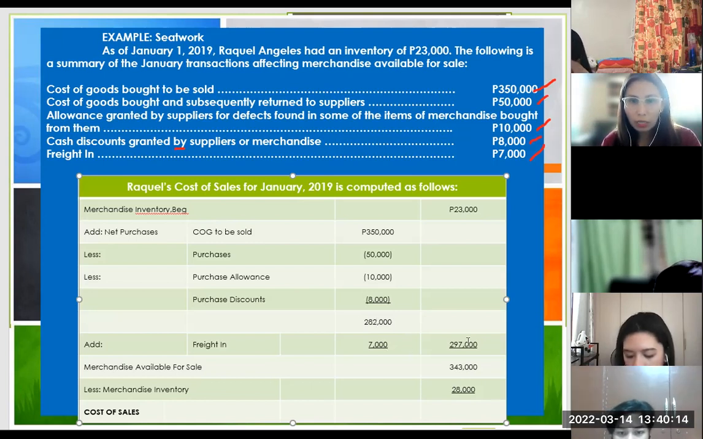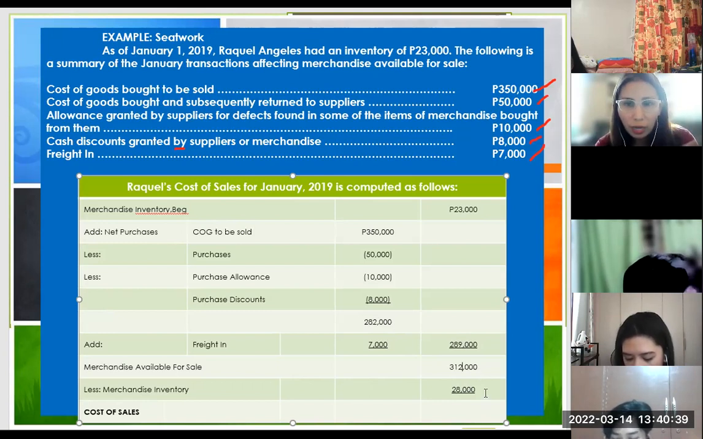Okay, now we add 7,000. 289,000. 289,000 plus 23,000, ayun, 312,000. Ayan. Now we have to less.